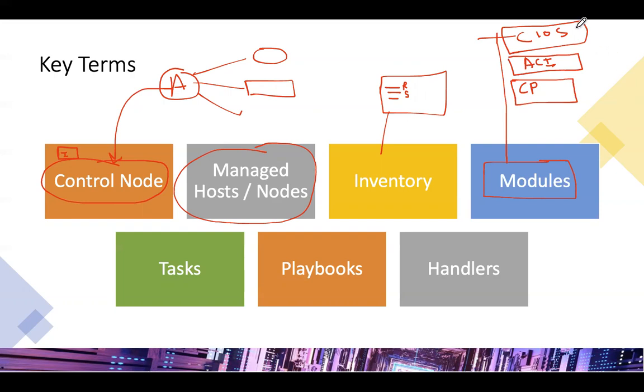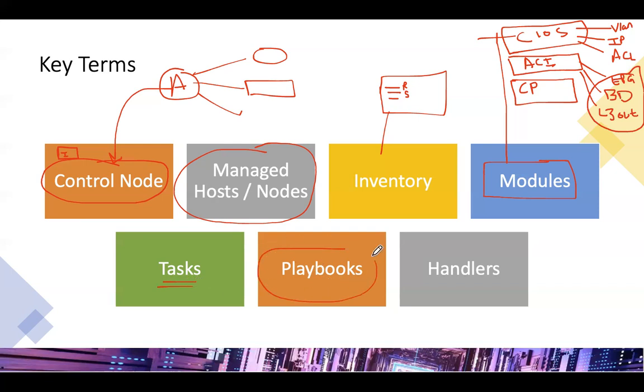Within the module, if you open a module, you can look into various tasks. Like Cisco IOS supports configuring VLANs, configuring the IP, or configuring an ACL. Within ACI, certain tasks are configuring the EPG, configuring a bridge domain, configuring an L3 out. So these are the actual tasks, actual actions which we would like to perform.